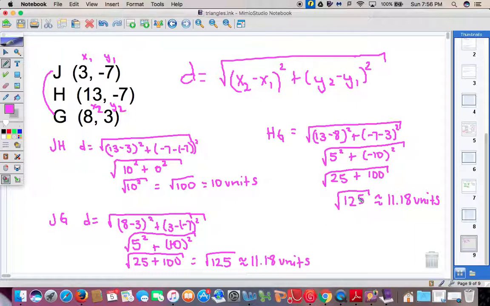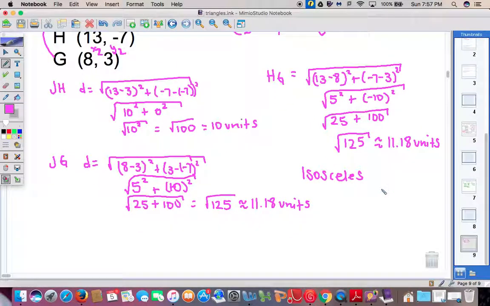Okay, I can see here that I have 2 lengths that are exactly the same, and then one that is not. So because I have 2 that are exactly the same, I know this is an isosceles triangle. But I don't know if it's an acute isosceles, a right isosceles, or an obtuse isosceles.